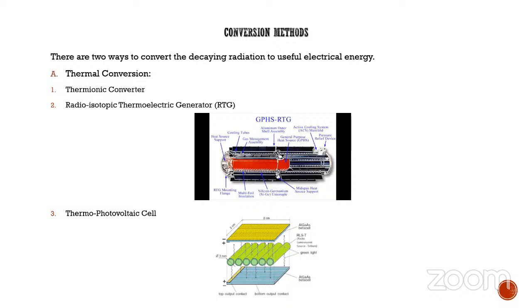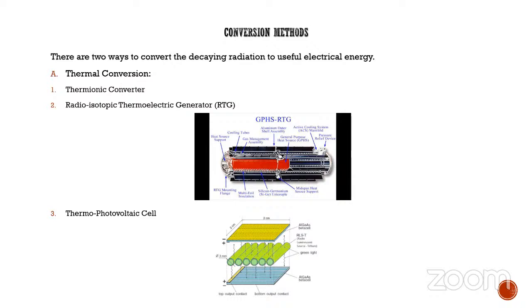So basically, thermocouples are used as converters or the plates for this, and it converts the heat into electricity. And the next one is the radioisotope thermoelectric generator. These are generators used in many applications. They are used by NASA and other space agencies for their rockets, space vehicles, launch vehicles, rovers, etc. They are mainly used because they are more reliable than the thermionic converters.